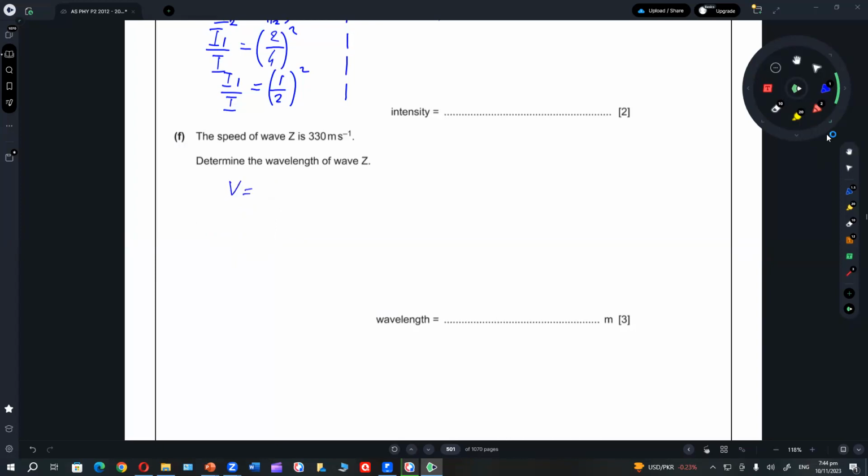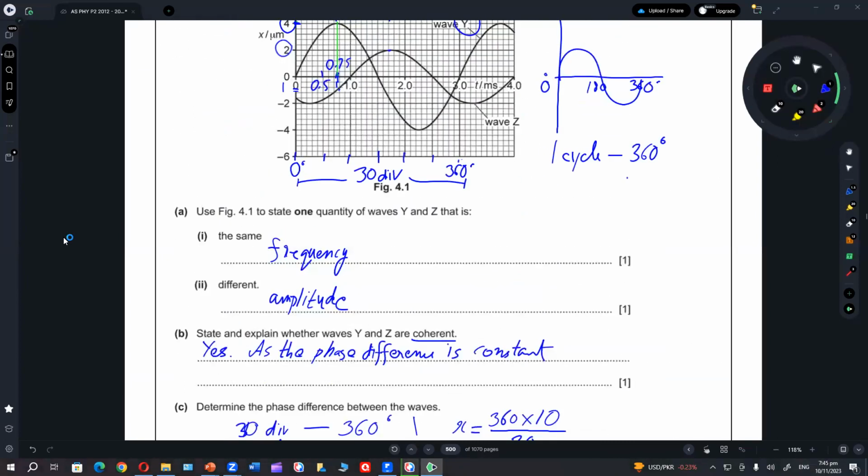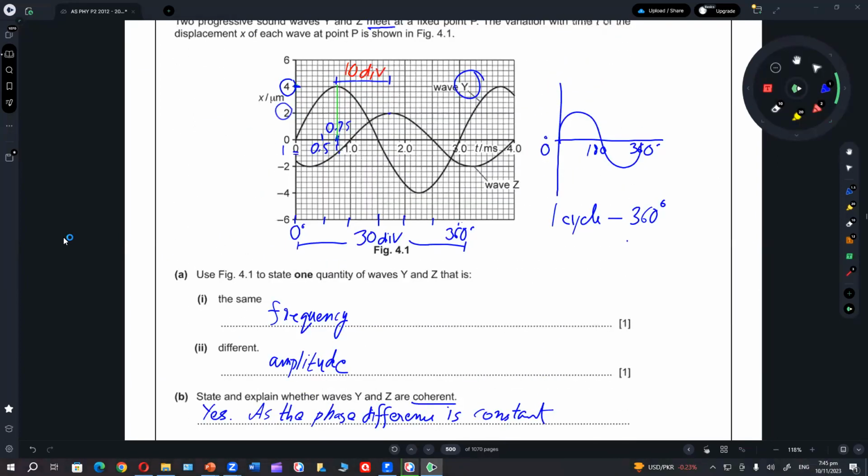V is equal to f lambda. So I can say v is equal to lambda by T. Lambda is equal to v into T. V is equal to 330. Now, what is the time period of wave z? If you people can see this graph, look, this is the graph. I have wave z. What is the time period of z? One cycle. Time of one cycle. I can take a position here, and I can take a position here, and this will give me the time period.